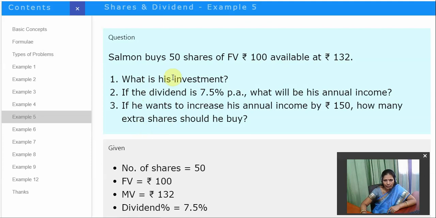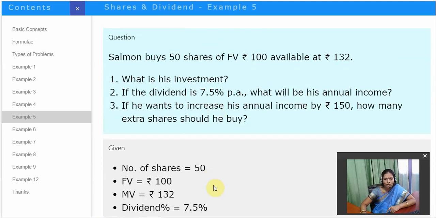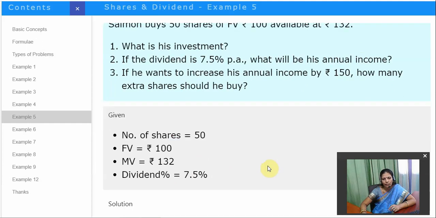Three subdivisions are asked. As I told you, you have to read the question and write what the given data is and what you need to find out. Only then can you find which appropriate formula can be used here. Now what is this 50? It is the number of shares, the face value is rupees 100, the market value is rupees 132, and the dividend is given here as 7.5%.